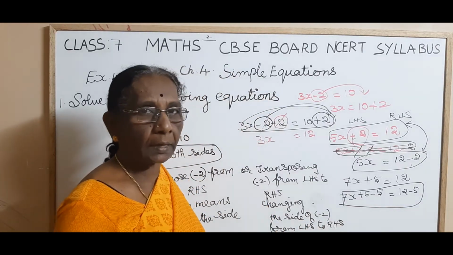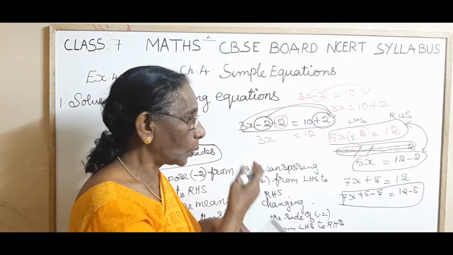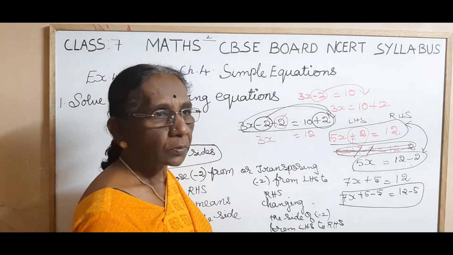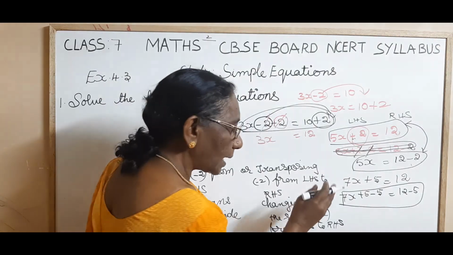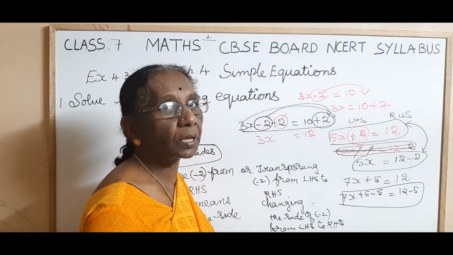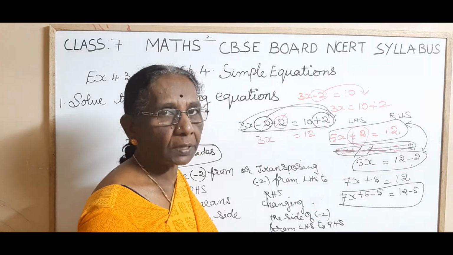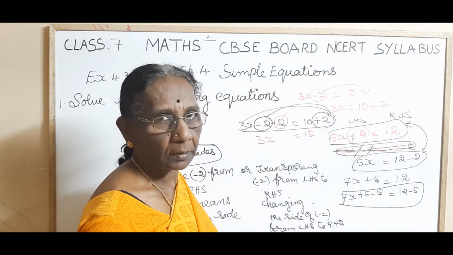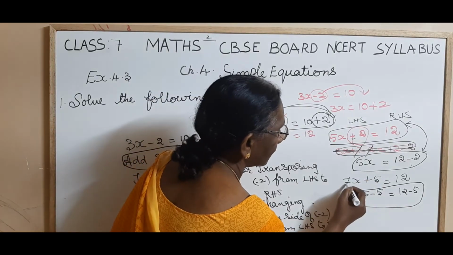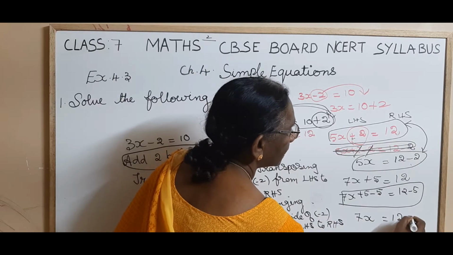Because when you go to higher classes, you have to do more and more solving sums. At that time, if you write all these simple steps, it will take time. So to cut short all these steps, the same thing only we are doing, but we are writing it in another way. We are using a new term, transpose. What is the meaning of transpose? Change the side. So the next step, what you are getting here, the same thing: 7x is equal to 12 minus 5.